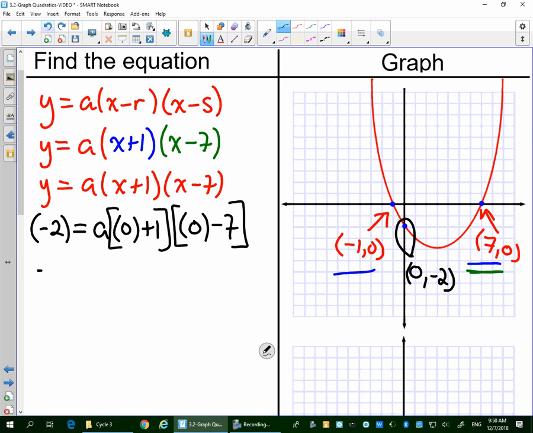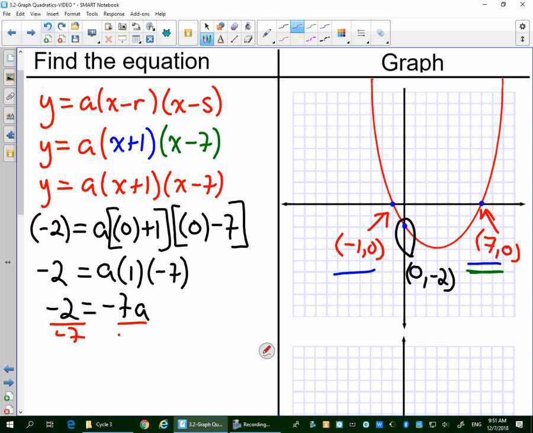And hopefully you can see what's happening here. I end up with a and then just a bunch of numbers. A times 1 times -7 in this case, which is -2, equals 1 times -7 is -7a. And then to solve that, I divide both sides by -7 and end up with a equals 2/7.